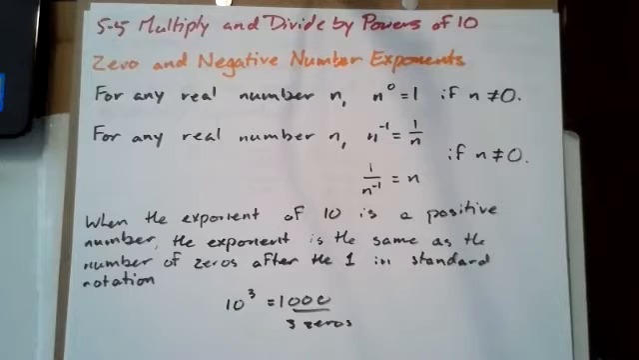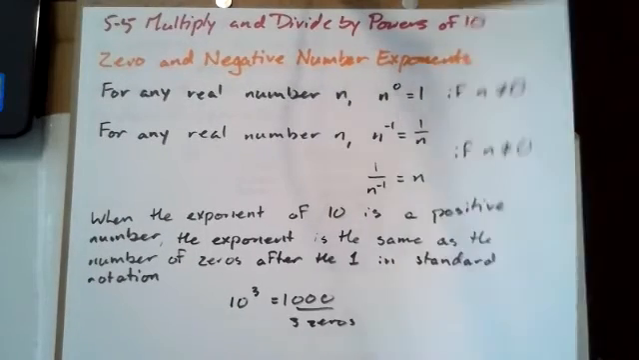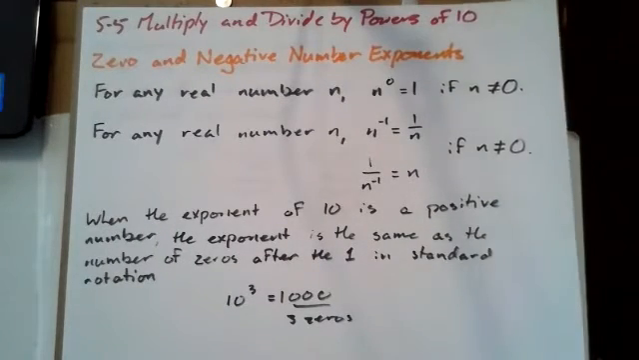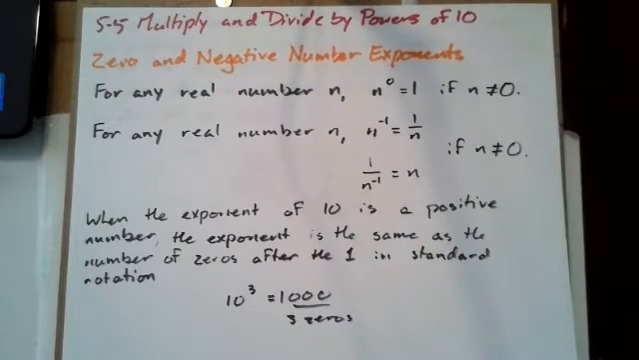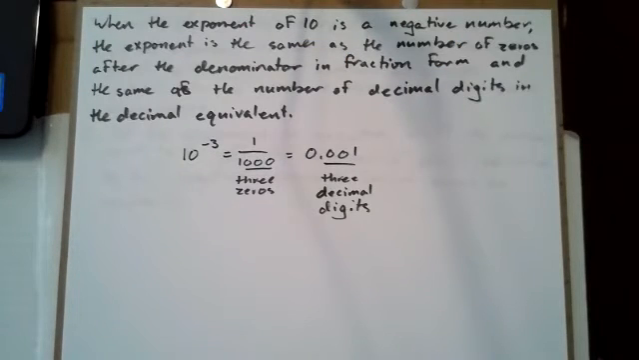When the exponent of 10 is a positive number, the exponent is the same as the number of zeros after the 1 in standard notation. So for example, 10 to the third equals 1,000, and there are 3 zeros. When the exponent of 10 is a negative number, the exponent is the same as the number of zeros after the 1 in the denominator in fraction form, and the same as the number of decimal digits in the decimal equivalent. So 10 to the negative third is 1 over 1,000. There are 3 zeros in 1,000, or 0.001, and there are 3 decimal digits.